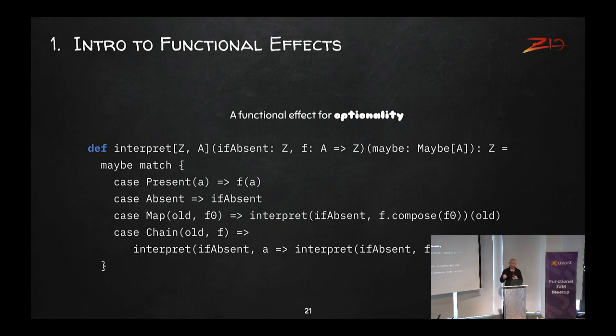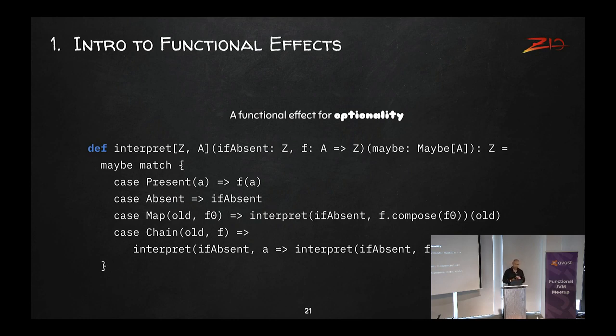This function is polymorphic in Z, so it ends up getting its Z either from if absent, if there was no A inside that maybe, or it gets it from f if there was an A inside that maybe. So it's going to get it from one of those 2 places and end up returning that Z. How it does this is it matches against the maybe data type. If the A is present, it calls f of A to immediately return the Z. If it's absent, then it just returns the if absent value to return the default.